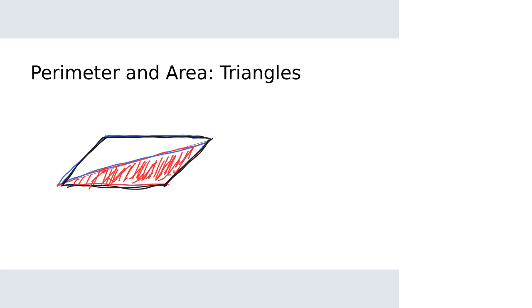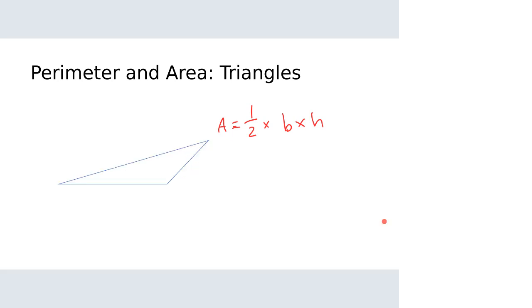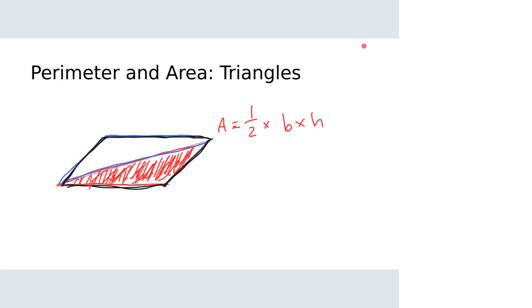So if we want to find the area of a triangle, if the area of a parallelogram is base times height, then the area of a triangle, which is half of a parallelogram, is going to be 1/2 times base times height. The area of a triangle is going to be 1/2 times the base times the height. So we have that triangle right there. The area would be 1/2 times the base times the height.